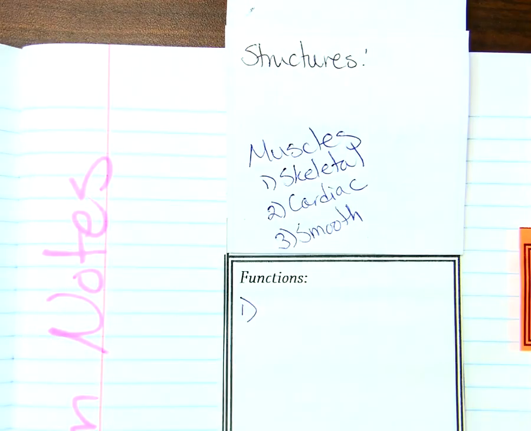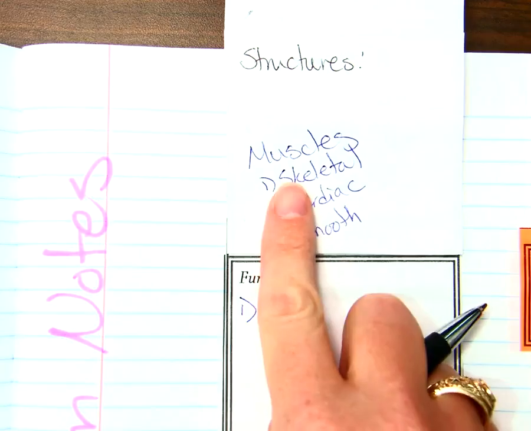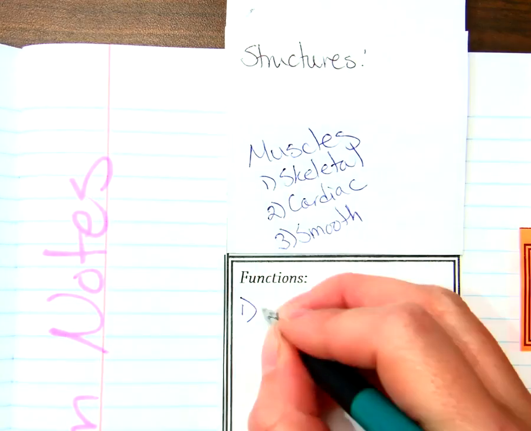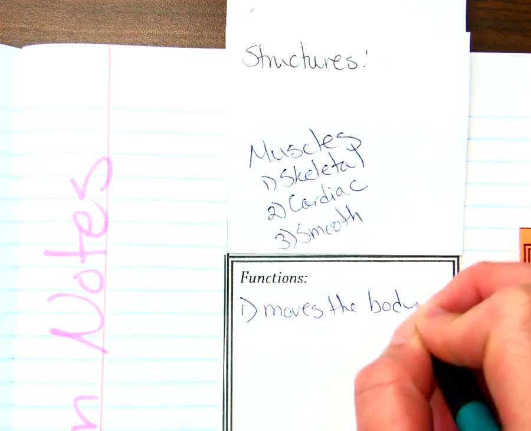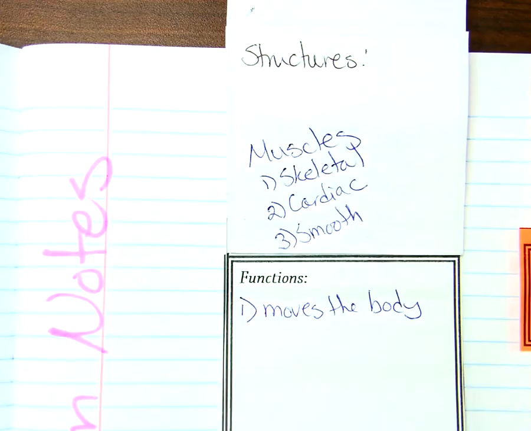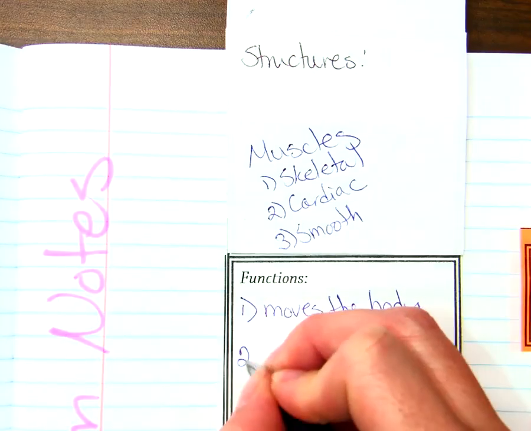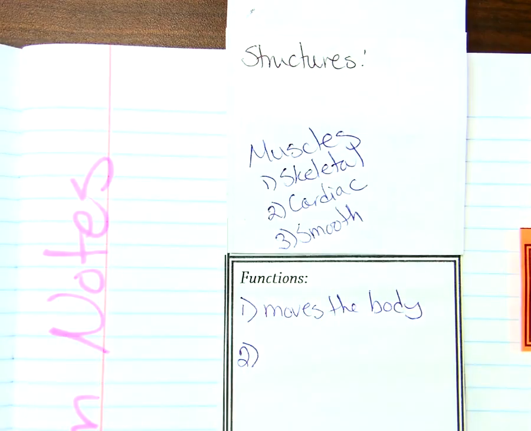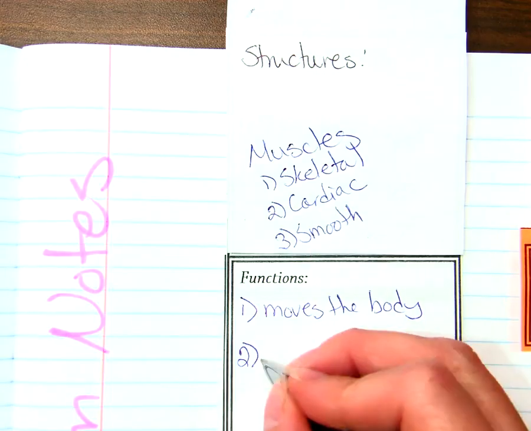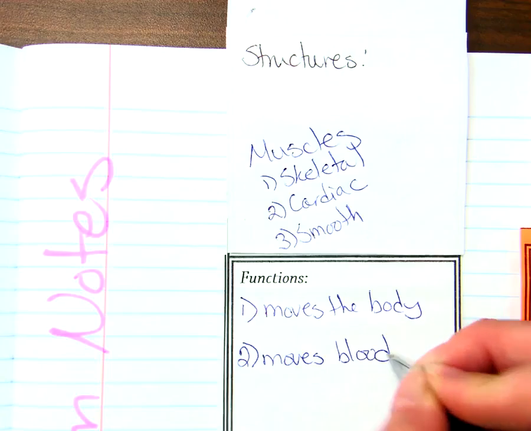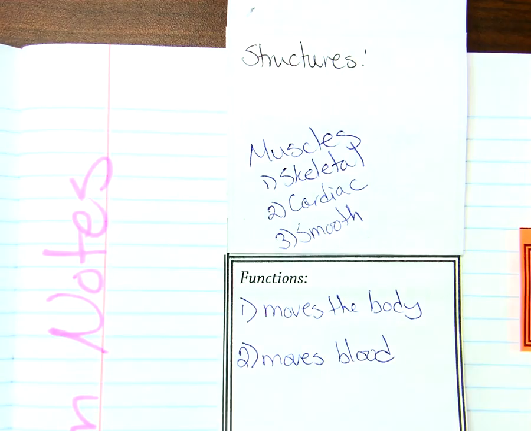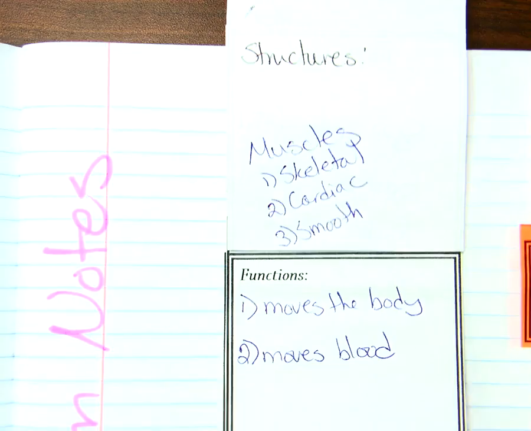We also have 3 functions. The first one goes with our skeletal muscles. Your skeletal muscles move your body. Second function, cardiac muscles. Cardiac muscles include your heart and blood vessels. They move blood around your body.